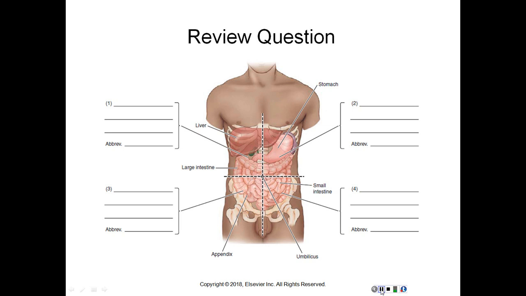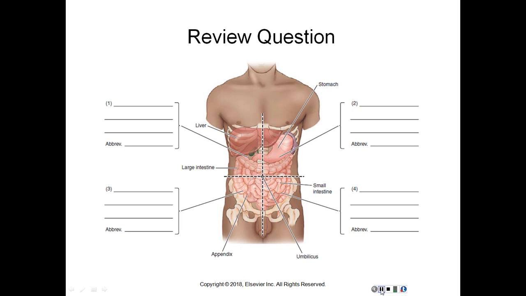Left upper quadrant, LUQ, refers to the area encompassing the left lobe of the liver, the stomach, the spleen, lateral portion of the pancreas, and portions of the small and large intestine. Right lower quadrant refers to the area encompassing portions of the small and large intestines, the appendix, the right ureter, and the right ovary and uterine tube in women, or the right spermatic duct in men.